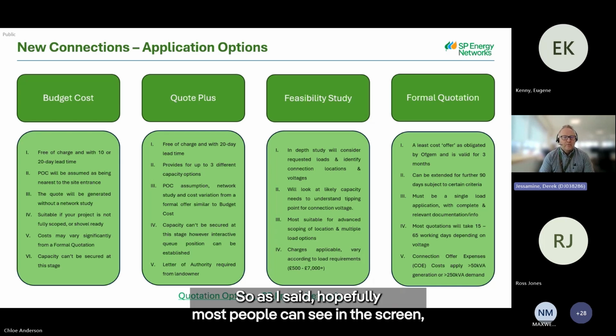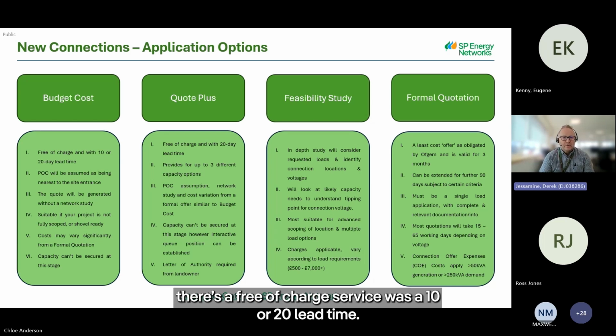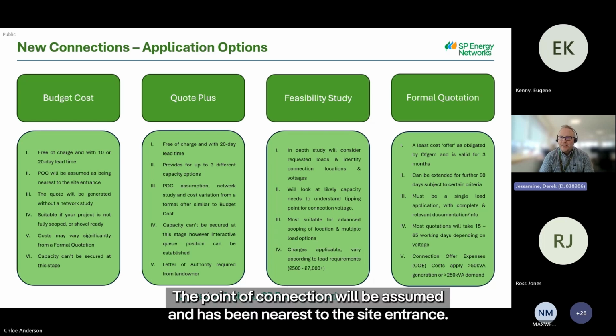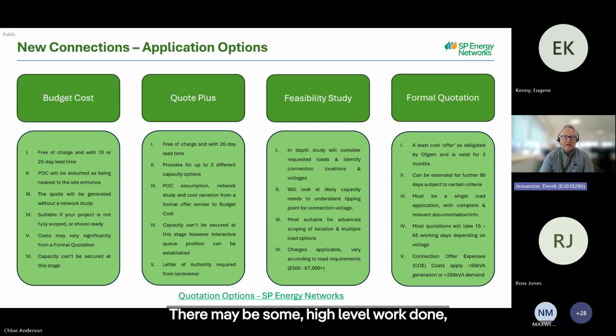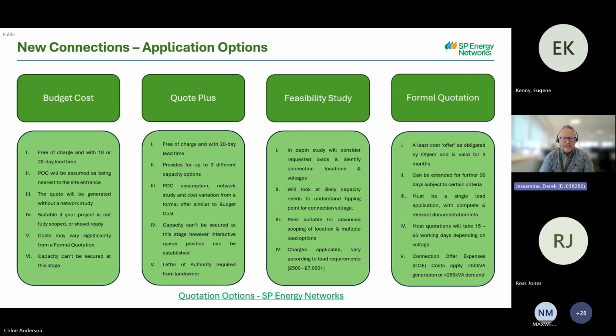So as hopefully most people can see on the screen, I know the text is slightly small, the budget cost is a free of charge service with a 10 or 20 day lead time. The point of connection will be assumed as being nearest to the site entrance. There may be some high level work done, but we wouldn't at this stage do a formal network study. It's a high level budget element.